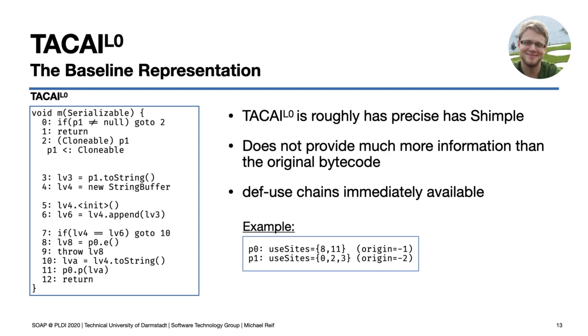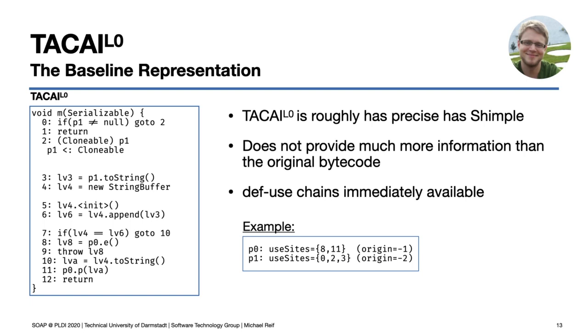Okay, how does the TAC from this look like? So the baseline TAC, which is the least precise TAC representation, is roughly as precise as Jimple, and this does not provide much more information than the original bytecode. On the left side we see how it looks like. We still have the if statement, and if p1, so p1 is the parameter we get here, is not null, then we jump to the next statement, otherwise we return.